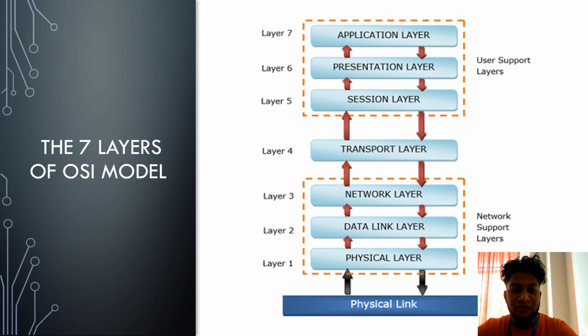The 7 layers of the OSI model: application layer, presentation layer, session layer, transport layer, network layer, data link layer, physical layer.